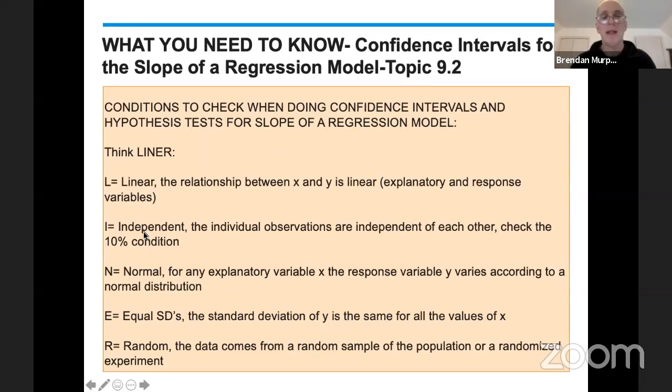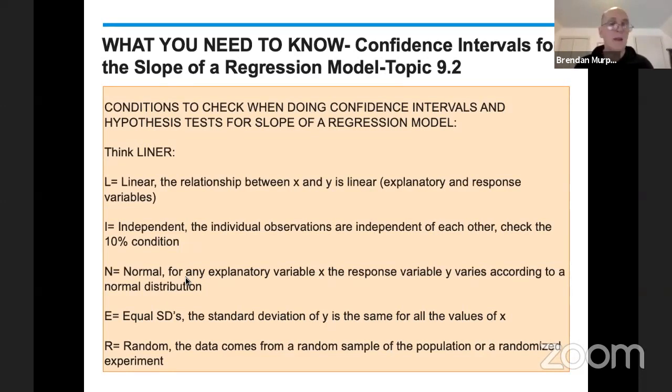I stands for independent. That hasn't changed. The individual observations are independent of each other. And we check this with our 10% condition, and you're hopefully really comfortable with that by now. We're looking for some sort of a normal shape for any explanatory variable X. The response variable Y varies according to a normal distribution.